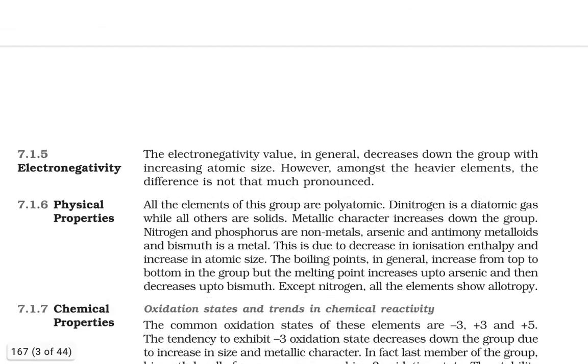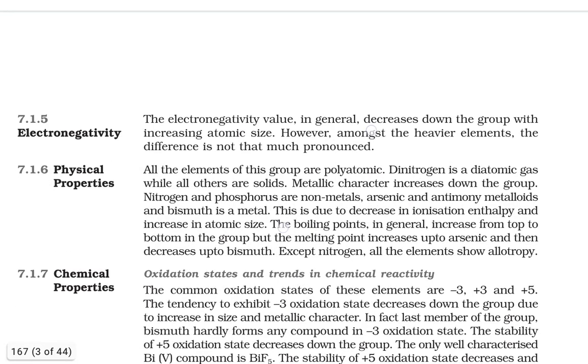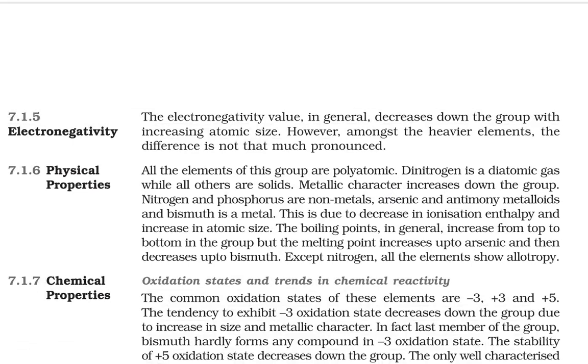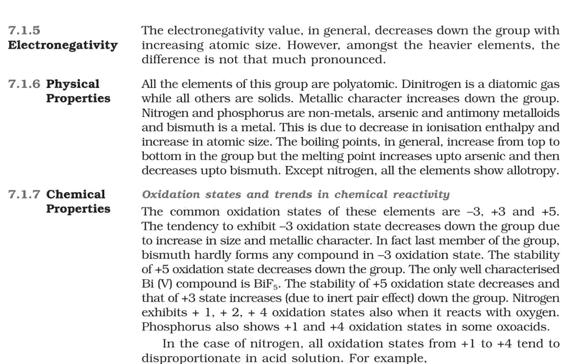Now electronegativity. The electronegativity value in general decreases down the group with increasing atomic size. However, amongst the heavier elements the difference is not that much pronounced. Physical properties. All the elements of this group are polyatomic. Dinitrogen is a diatomic gas, while all others are solids.